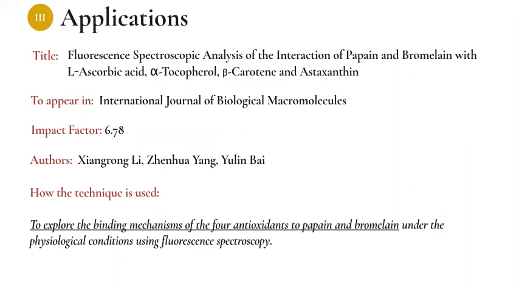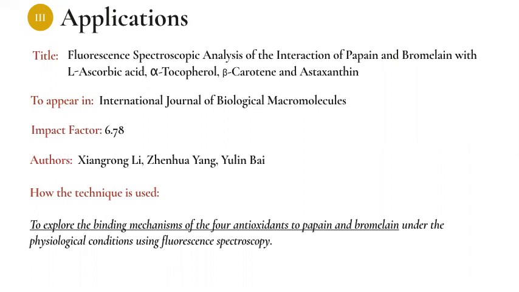So for the background of the study, papain and bromelain are cysteine proteases that have important roles in many biological functions. Binding of these enzymes with bioactive molecules has been studied due to their remarkable application prospect in the field of medicine. On the other hand, L-ascorbic acid, alpha-tocopherol, beta-carotene, and astaxanthin are four classic dietary antioxidants. Knowledge of the interaction between these antioxidants and proteases is desirable since it was found out that their interaction causes conformational changes of the proteases which reduce their biological activity.